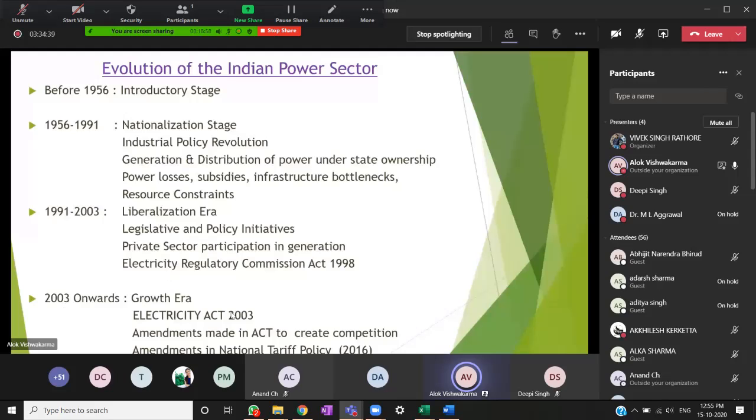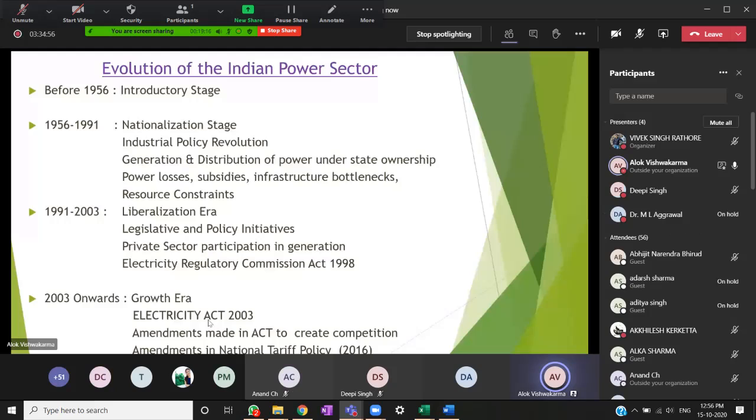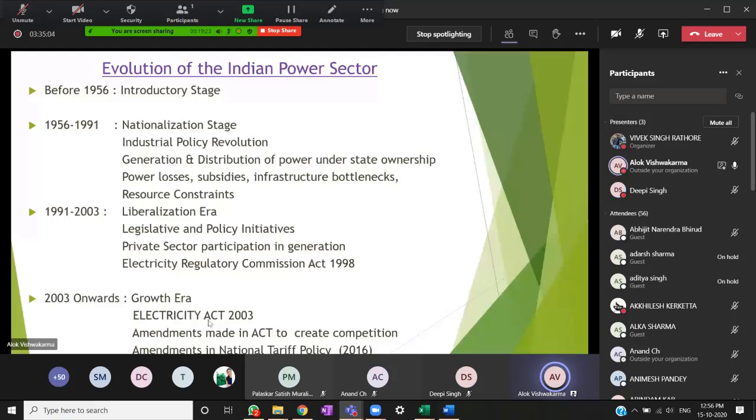This one is the biggest act which has created a path for development of the Indian power sector. And with this act, our Indian national electricity policy was framed, and it advocated basically competition among various power sector players like generators. Different state roles and center roles were defined, to have competitiveness and a healthy environment.